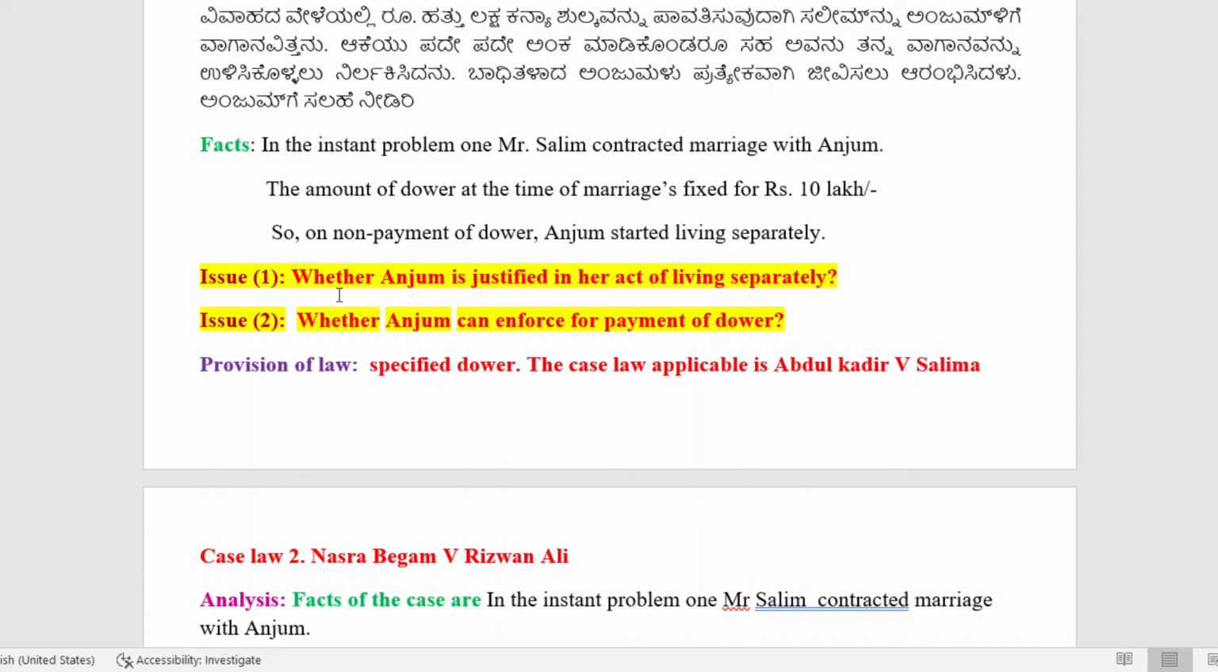That means we have to frame the issues in order to solve their differences. Here, what is the issue? Here we can frame one issue or more than one issue. Here, whether Anjum is justified in her act of living separately. That is the issue. For non-payment of the Dower amount, Anjum started living separately. And the second issue is whether Anjum can enforce payment of Dower. She has not been paid Dower, so whether she can enforce the payment of the Dower.